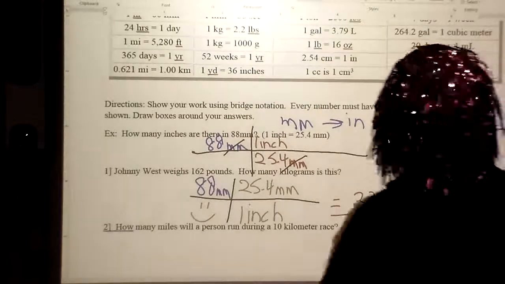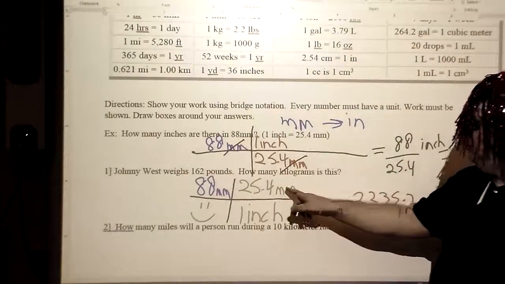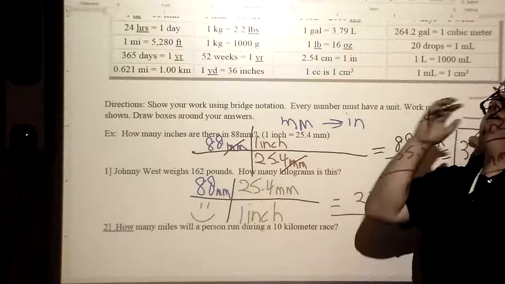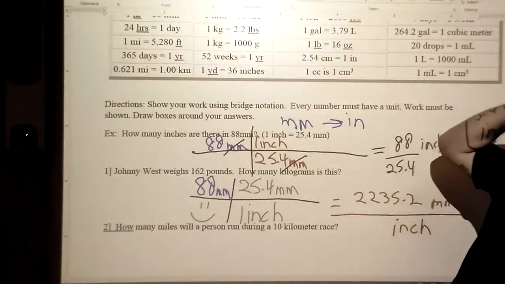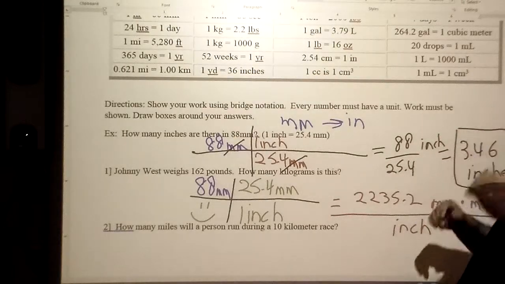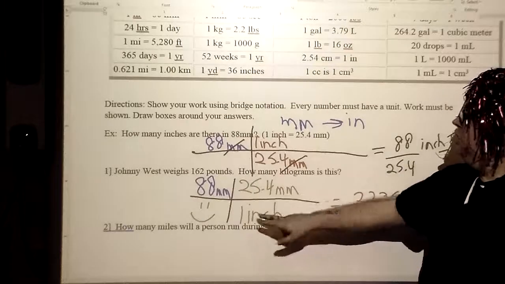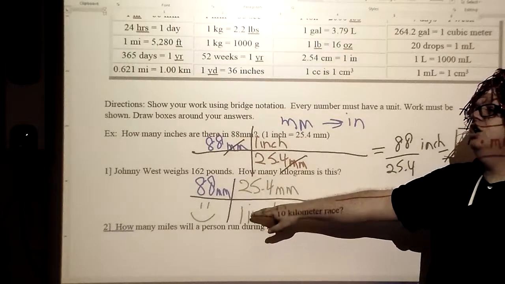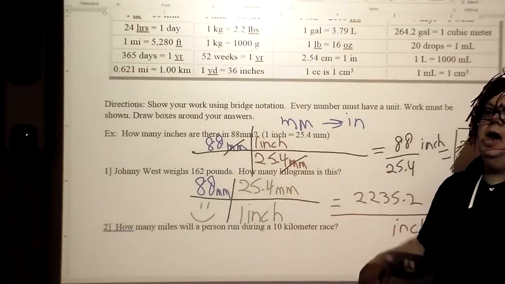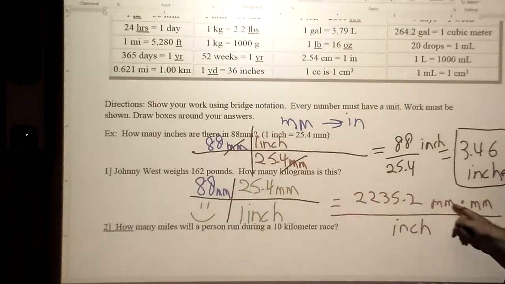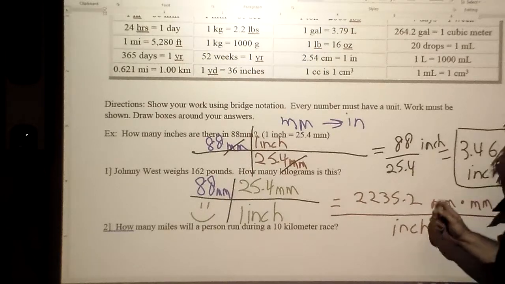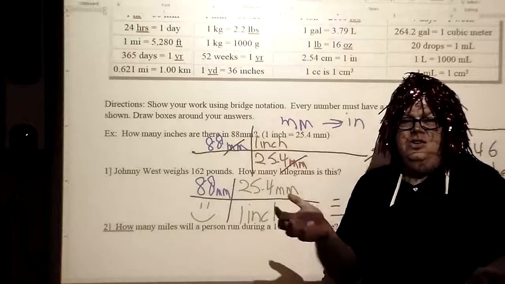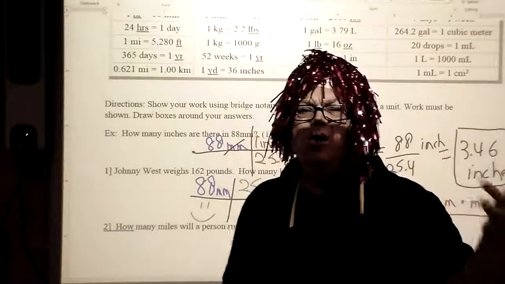How did I do this wrong? Look where my millimeters are compared to the inches. Look where your millimeters are, look where your inches are. The unit that you're converting to should always be on the top. And if you notice, millimeter times millimeter is millimeter squared. That doesn't make any sense. Per inch? The units are outrageous.